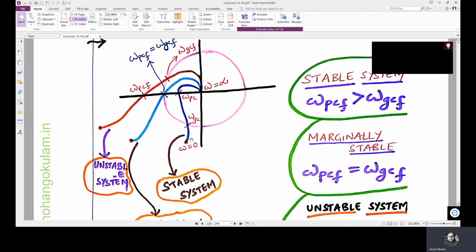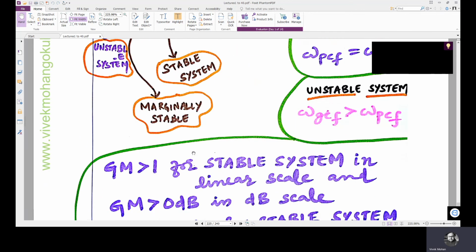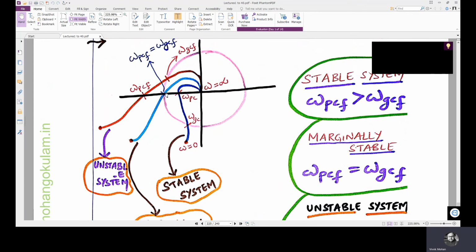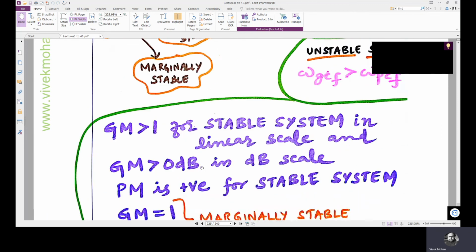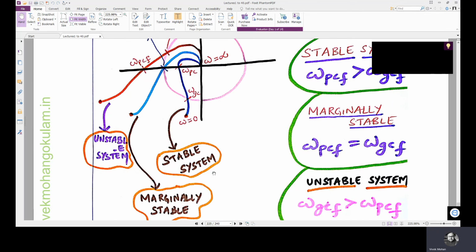Now, for the second one, the marginally stable system, what about gain margin? Magnitude is 1 itself. So if you take the reciprocal, you will get 1 itself. So gain margin is 1. Then what about phase margin? Phase margin is 0. It need not be moved. Without any shifting itself, it is on the verge of instability. So gain margin in dB is 0.